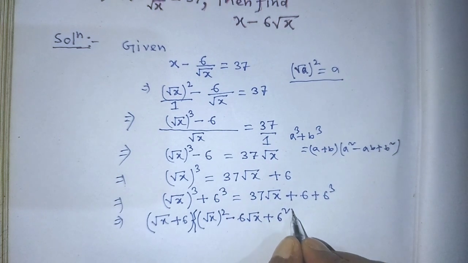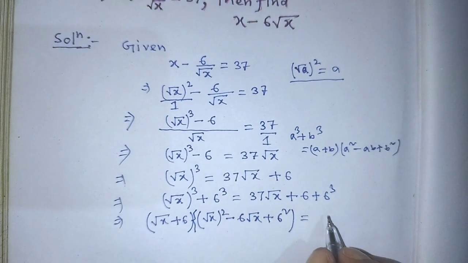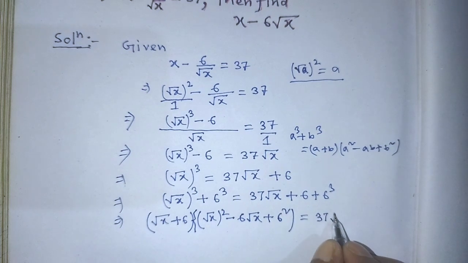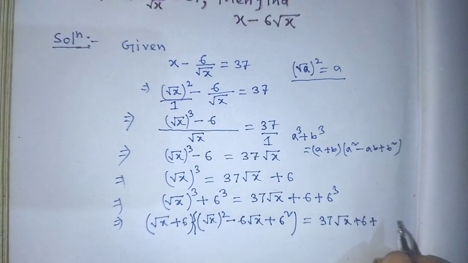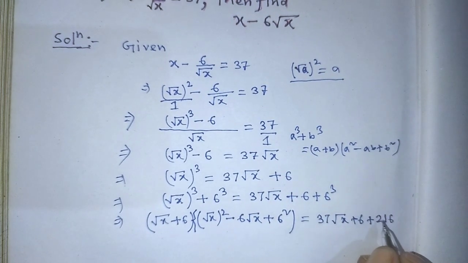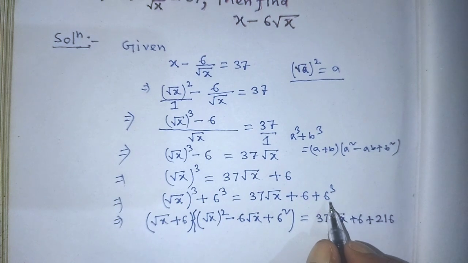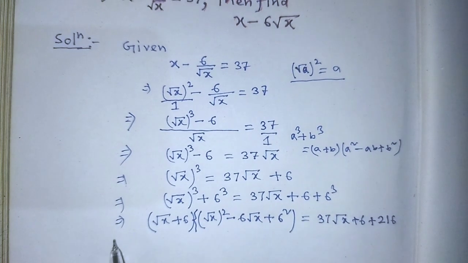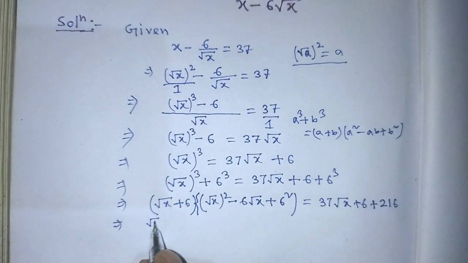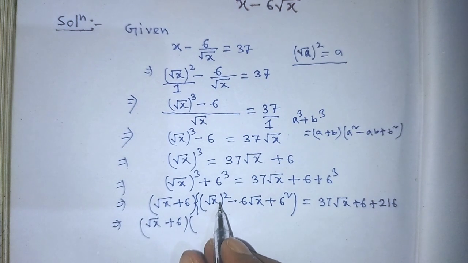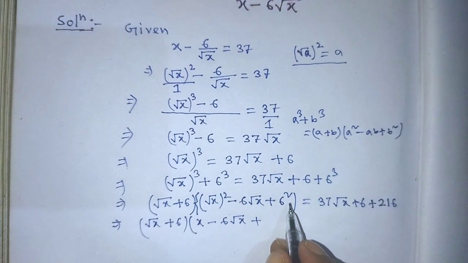Is equal to, on the right hand side, we write 37 root of x plus 6, and 6 plus 6 cube, that is 216. My dear student, 6 cube, if you multiply 6 three times, then you get 216. On the left hand side we write root of x plus 6 into root of x whole square, that is x. So we write here x minus 6 root of x plus 6 square, that is 36.